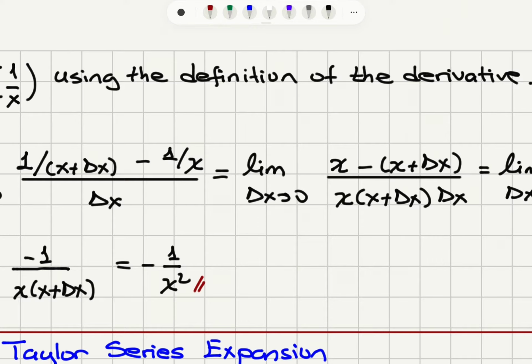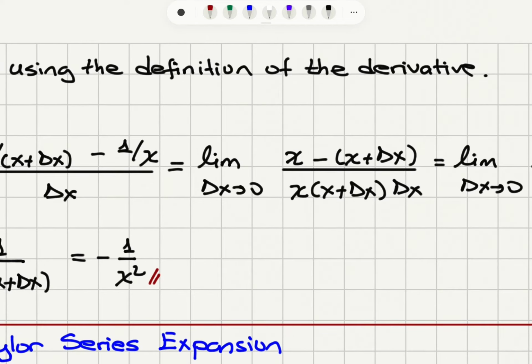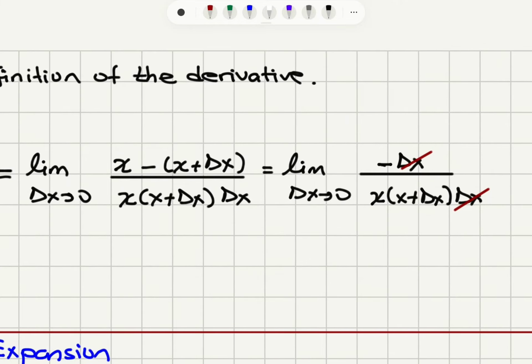Now, I multiply the first term with x and the second term with x plus delta x, so I obtain x minus x plus delta x over x times x plus delta x, a common denominator, and then I have another delta x. So this gives me the limit as delta x goes to 0, because plus x and minus x will cancel, I will be left with a minus delta x on top, divided by x plus delta x.